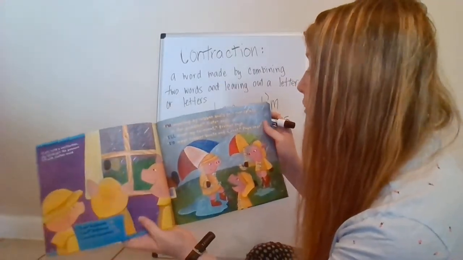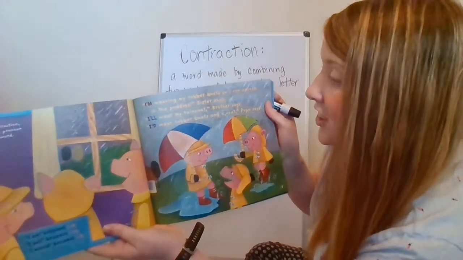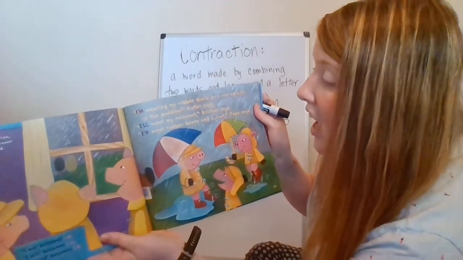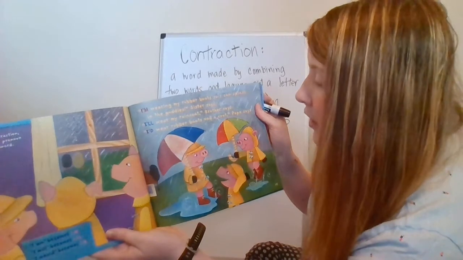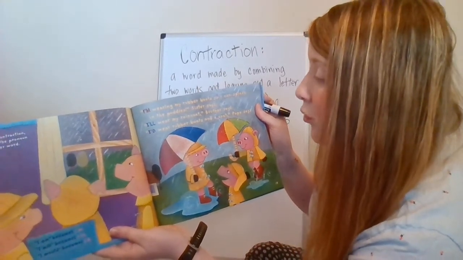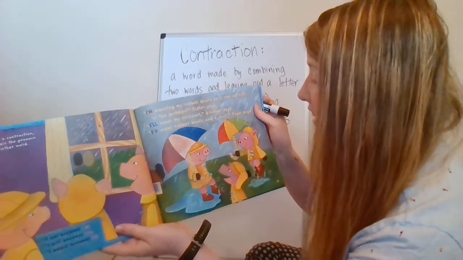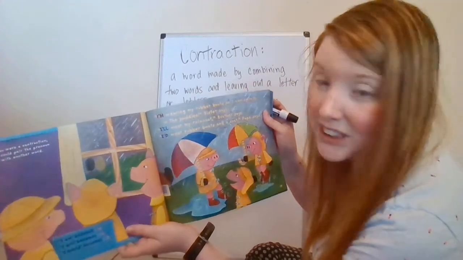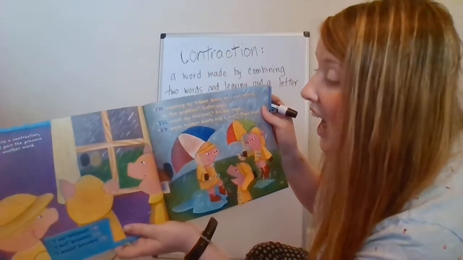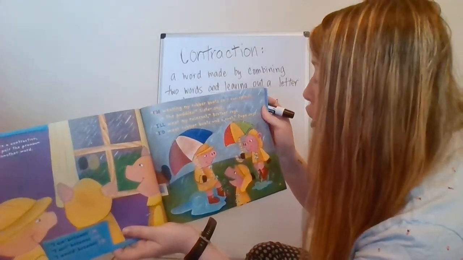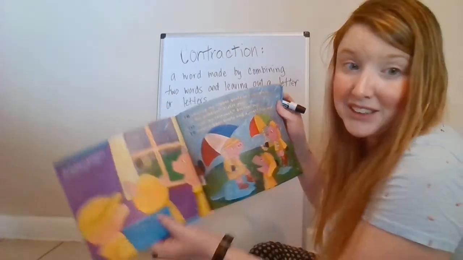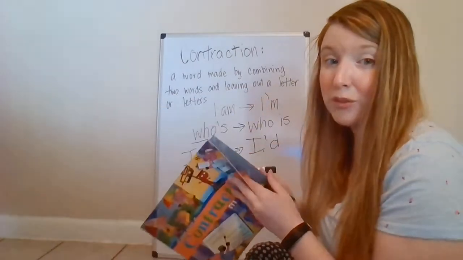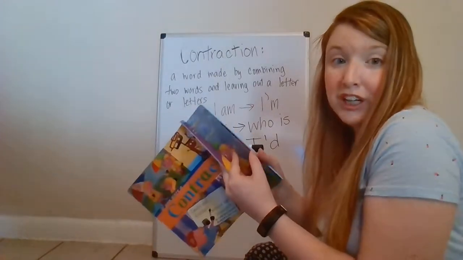I'm wearing my rubber boots so I can splash in the puddles, Sister says. I'll wear my raincoat, Brother says. I'd wear rubber boots and a coat, Papa says. So if I'd wasn't a contraction, it would say, I would wear rubber boots and a coat, Papa says. So it still makes sense if it's a contraction or not, which is how we know that the contraction works.